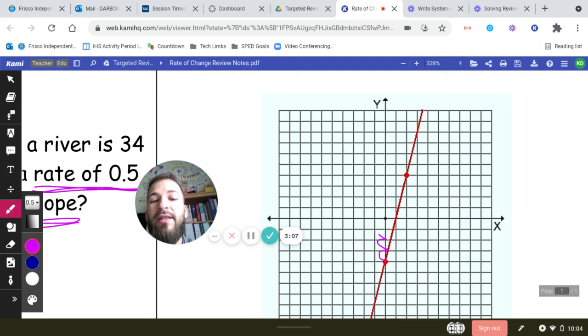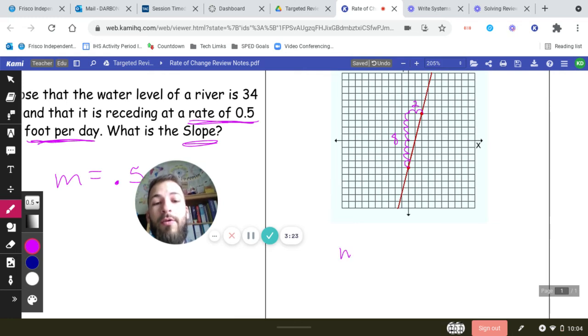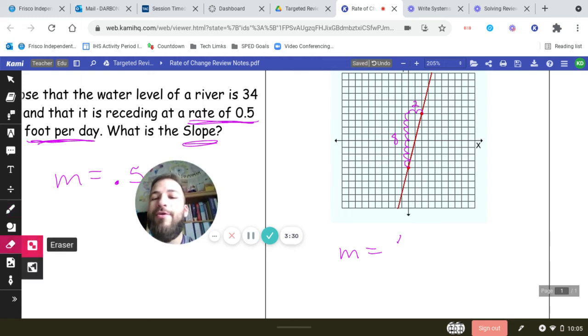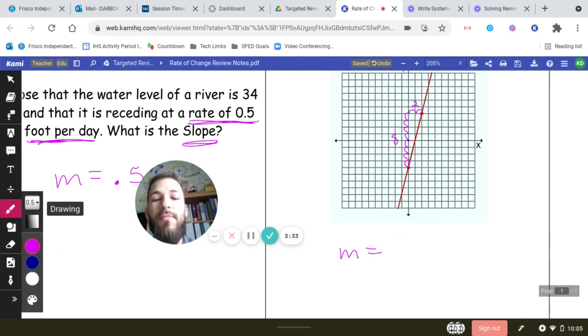So my rise, picking that nice pretty point, is 1, 2, 3, 4, 5, 6, 7, 8. So I rose 8. And then I ran 2. So for my rate of change or my slope, rise is 8, oop, that is a terrible 8, rise is 8 over 2, which would be equal to 4. Okay.